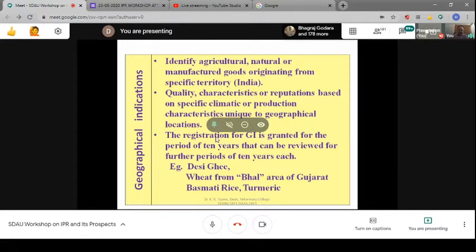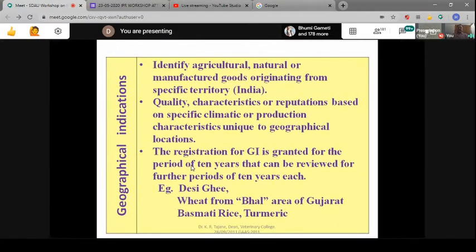Now, the registration of a geographical indication is granted for a period of 10 years and can be renewed for a further period of 10 years. For example, wheat from the Bal area of Gujarat, basmati rice, turmeric, desi ghee. All these area-specific specialities can be protected using the geographical indication.